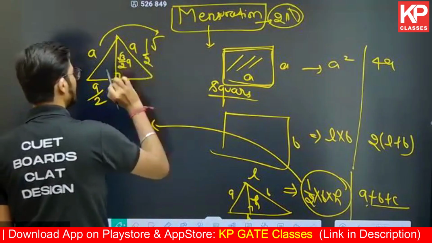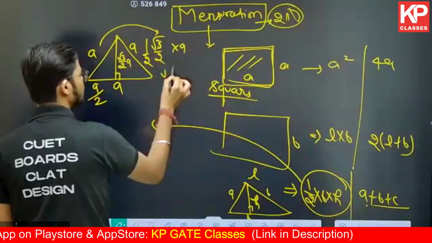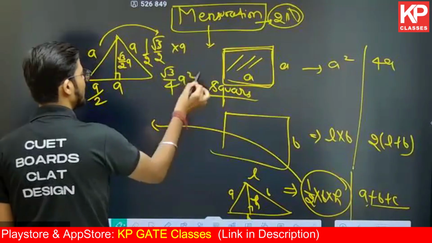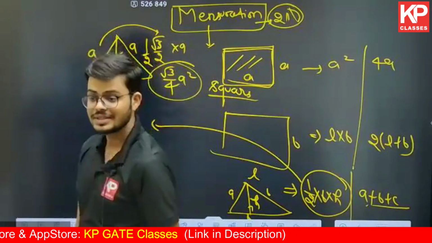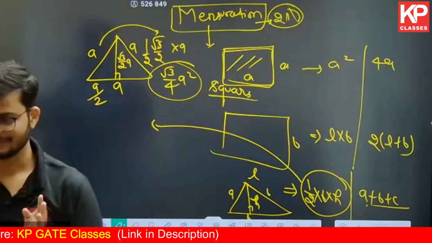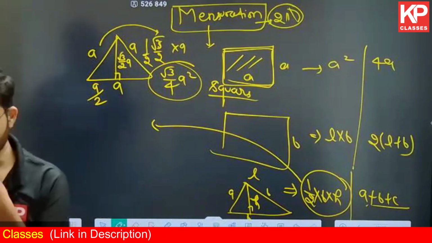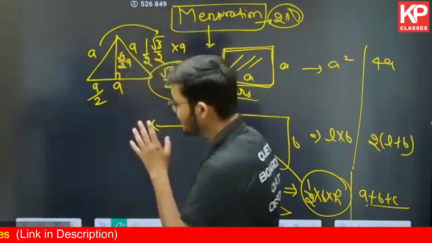1 upon 2 base is what? Base is going to be A and height root 3 by 2 A. So in this case, root 3 by 4 A square is going to be the area. This is in case of an equilateral triangle. Now, this is about the equilateral triangle.